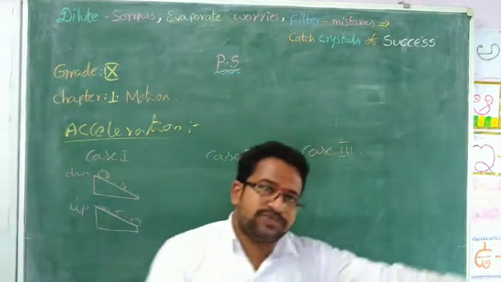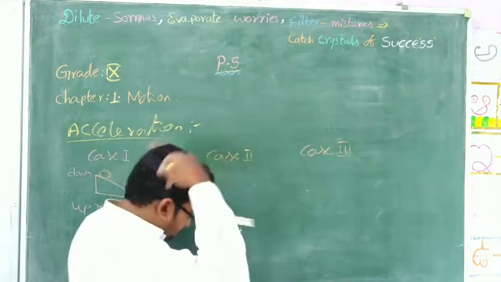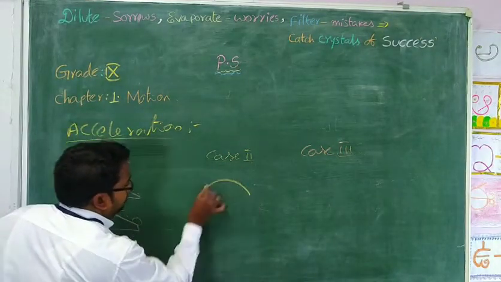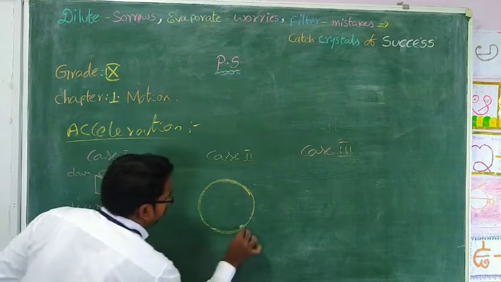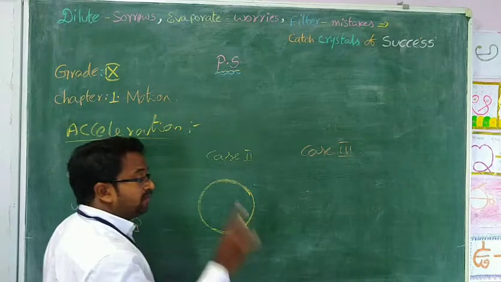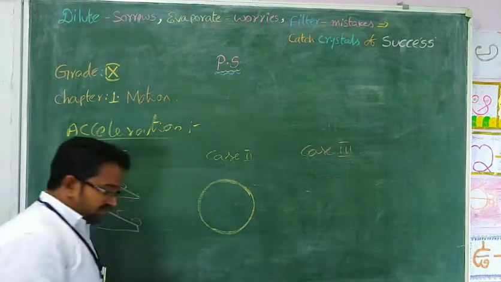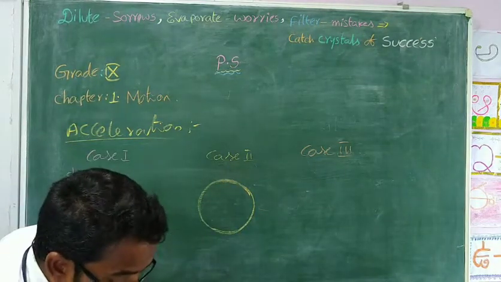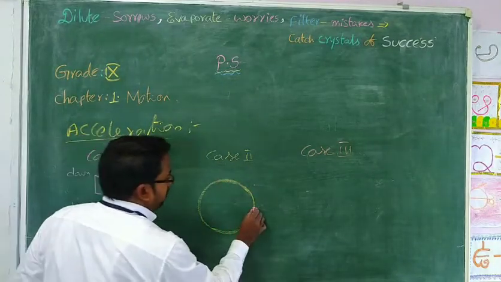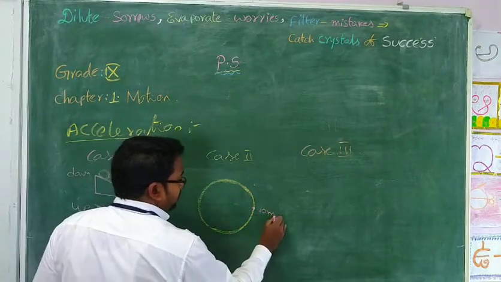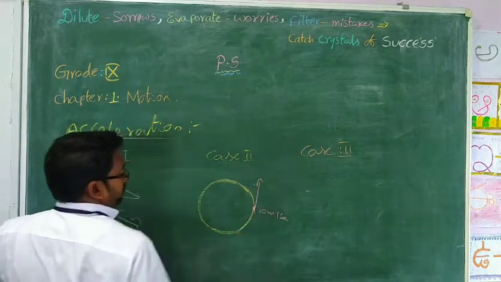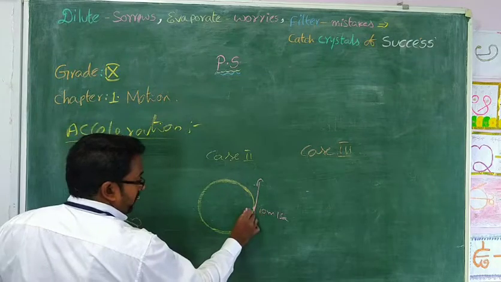From that point, it moves in tangential direction. That's about case 2. In case 2, the body is doing uniform circular motion. Uniform circular motion means the magnitude of velocity remains constant. For example, here its velocity is 10 meters per second, but in this direction, from this point A.